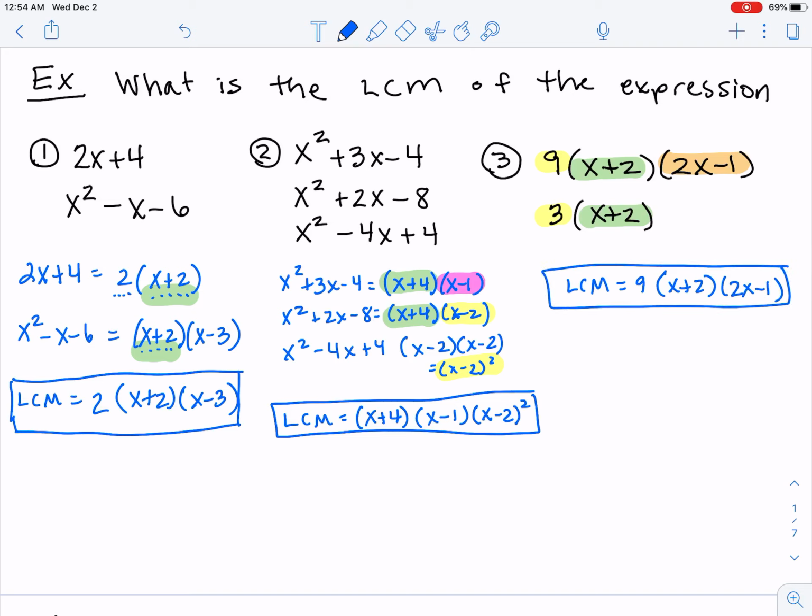So I have included all of the individual factors, which are those least common multiples. Okay, that's how we're going to find the least common multiple of the expressions. Now, we're going to use that skill in order to add and subtract rational expressions.